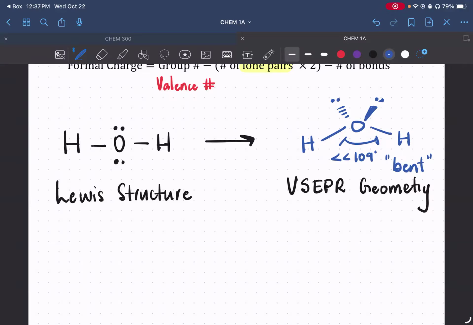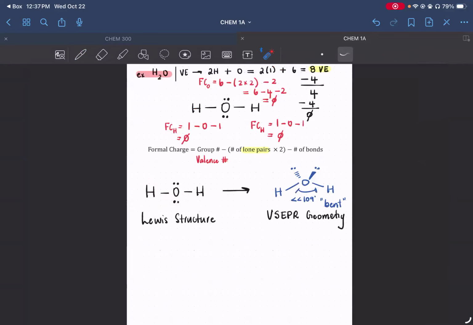Recognize that, between the two, the VSEPR geometry identification is the easy part. Once you've identified how many atoms and lone pairs you have, then that's just matching it to the chart and redrawing it. But if you have an incorrect Lewis structure, then unfortunately, your VSEPR geometry is also going to be incorrect.